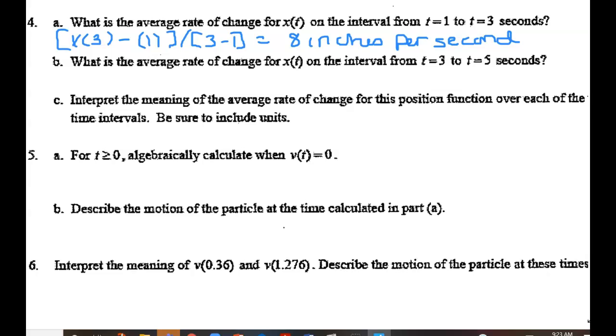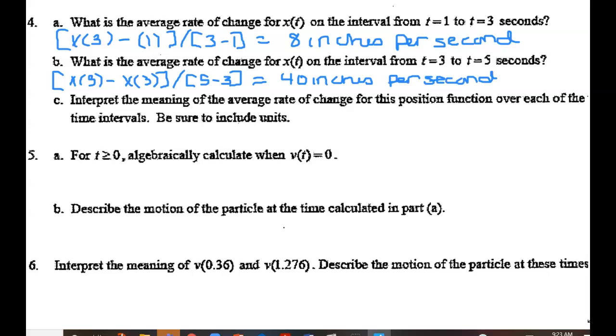So if it asks you for the average rate of change from 5 to 3, you're doing the same thing, but from x of 5 to x of 3. And we get 40 inches per second.